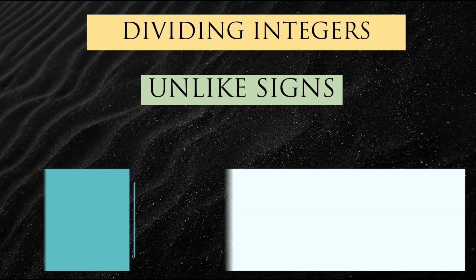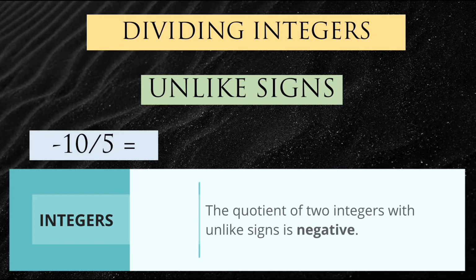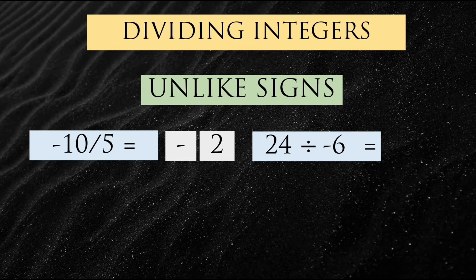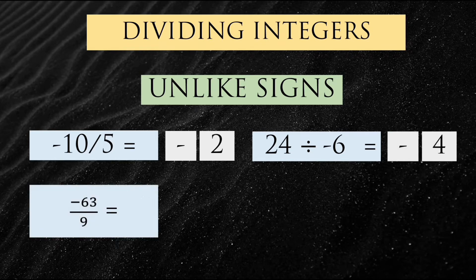Next, let's go to the unlike signs. Examples: negative 10 divided by 5, negative divided by positive, the answer should be negative, so we have negative 2. And then, positive 24 divided by negative 6, positive divided by negative is negative, so we have negative 4. And then we have negative 63 divided by 9. Although that's a fraction, we still perform the division operation. So we have negative 63 divided by positive 9. Negative divided by positive is negative, so we have negative 7.